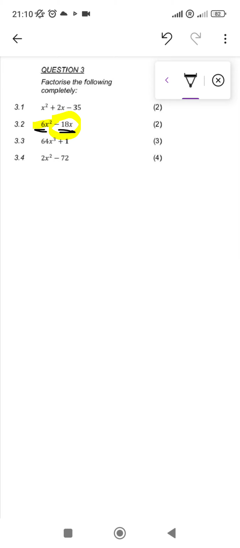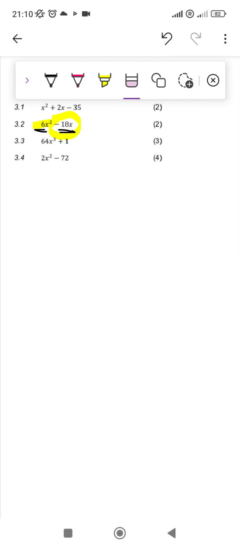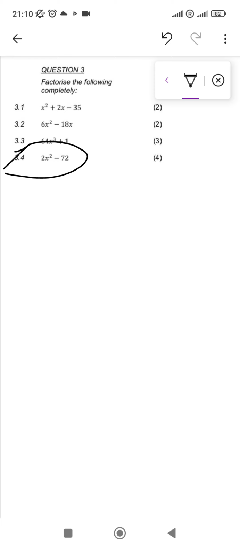Right, next, let's deal with number 3.4. So we'll deal with this one. Okay, again, as we mentioned in the previous video, we look for the highest common factor first. In this one, in fact, there's going to be two methods of factorization that we can use. And generally, the highest common factor is going to be the first thing that you look for.